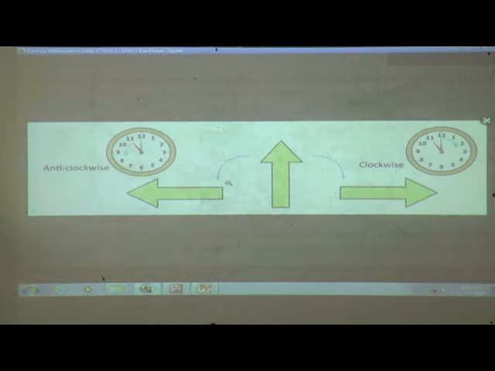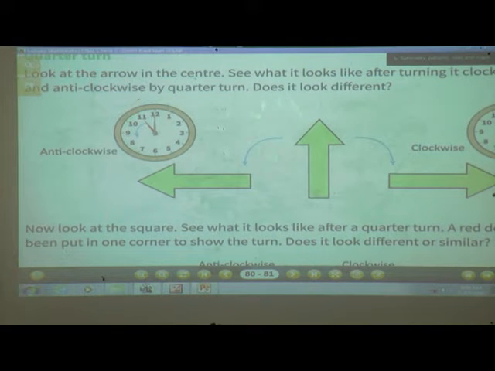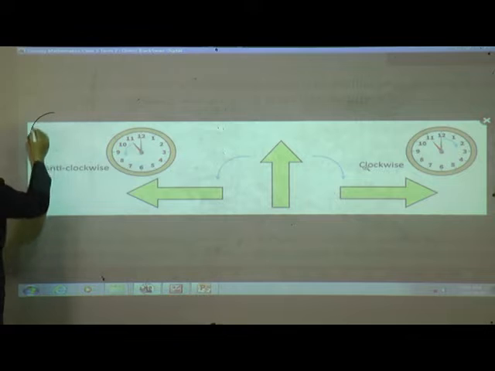Now see, look at the square here. Before that students, do you know what quarter turn means? See students, here is a circle.